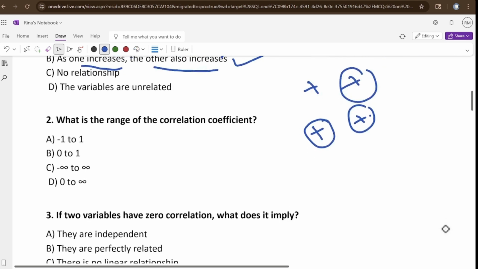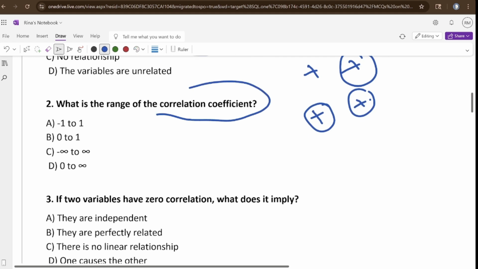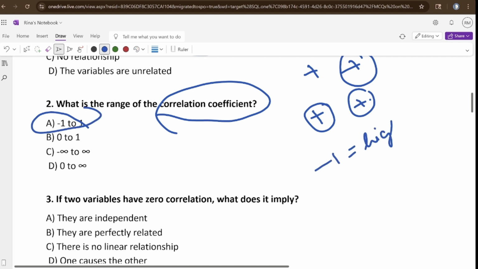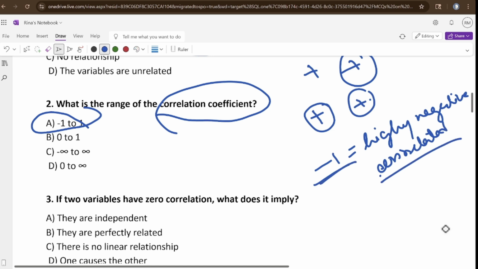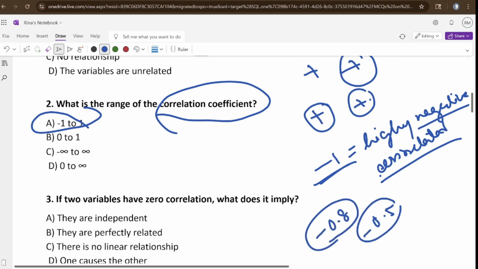Fine. What is the range of correlation coefficient? The range of correlation coefficient is -1 to 1. -1 means highly negatively correlated. Correlation tells you how strongly they are connected. -1 is completely negatively correlated. -0.8 is also kind of strong. -0.5, -0.3 is negatively correlated but not strongly. You understand the difference.